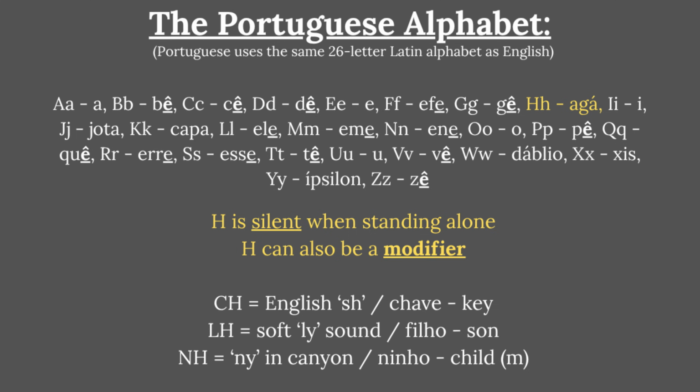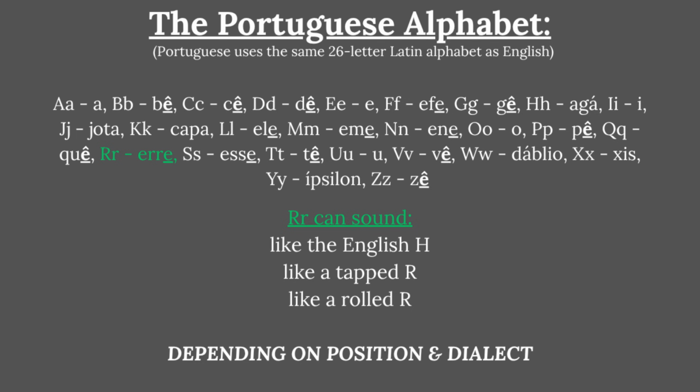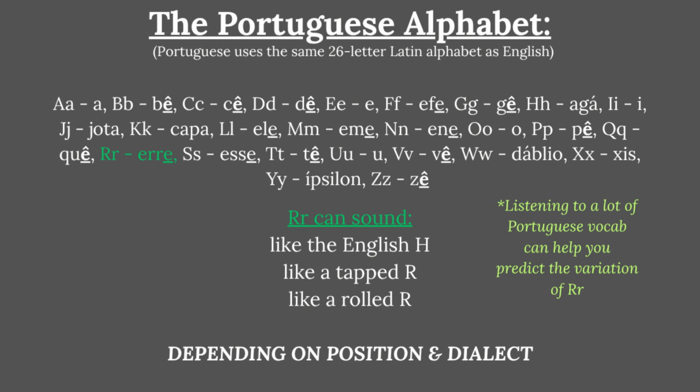Perhaps the most variable letter in Portuguese is R, because depending on position and dialect, it can sound like the English H, a tapped R, or a rolled R. Because this rule is so versatile, it can be hard to understand when to pronounce every variation in a word. In other words, it's a sound rule that must be learned simply by listening to a lot of Portuguese vocabulary, but over time, sound patterns will make it easier to predict how to pronounce the letter.